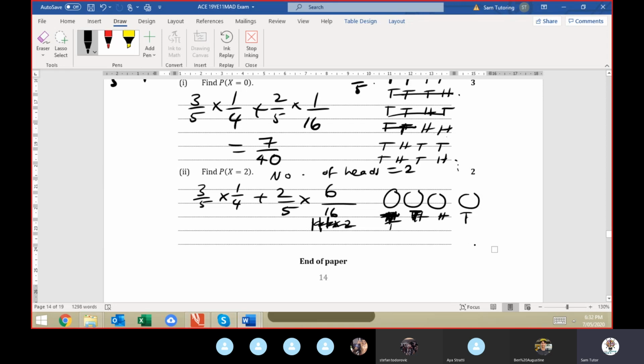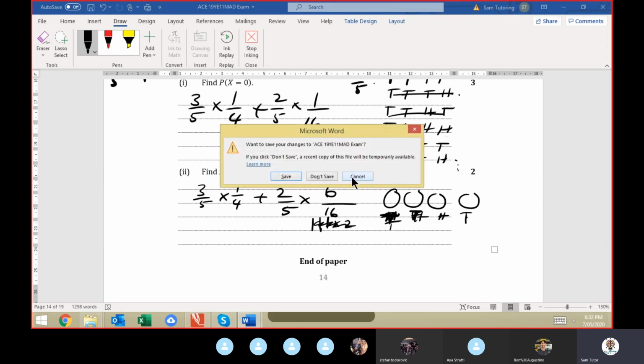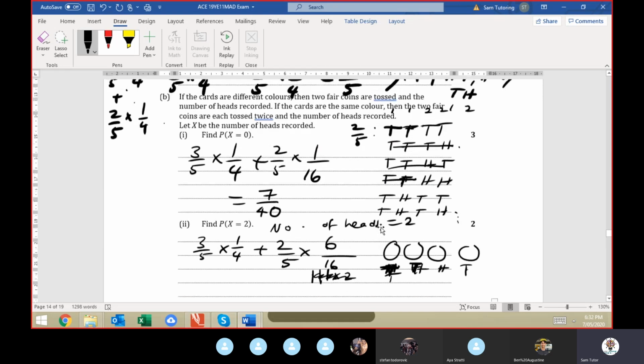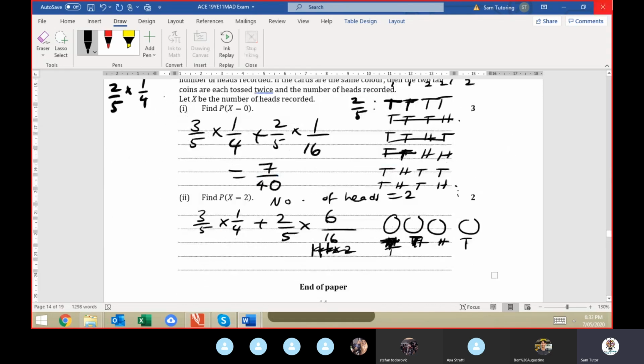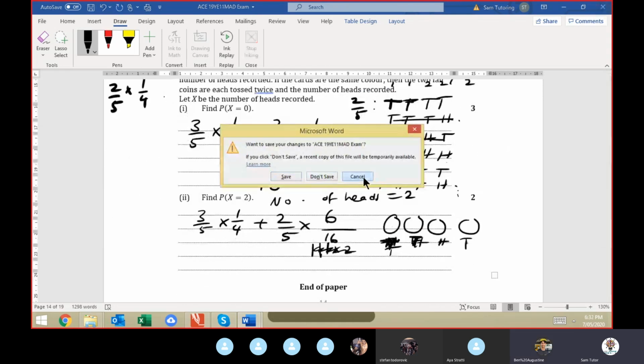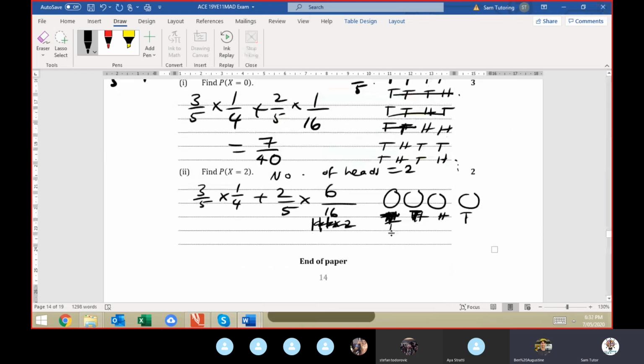All right, maybe another exam question. Anyone still copying anything down? Sam, if you were to do it with combinations, how would you do it?